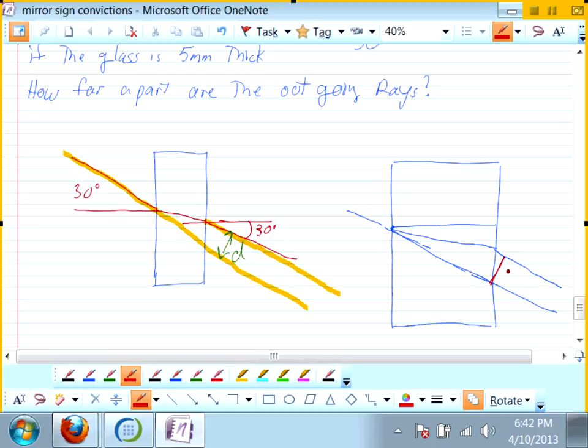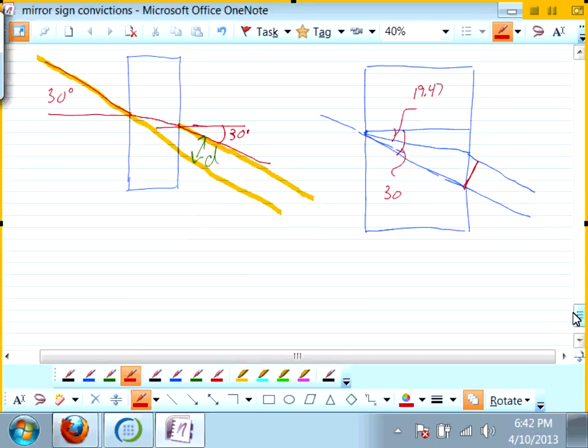That's what we're looking for, that distance. You know that this angle is 19.47. You know that that angle is 30. Do you see any way of getting there? Well, I guess what I would suggest is a couple of things that show up.